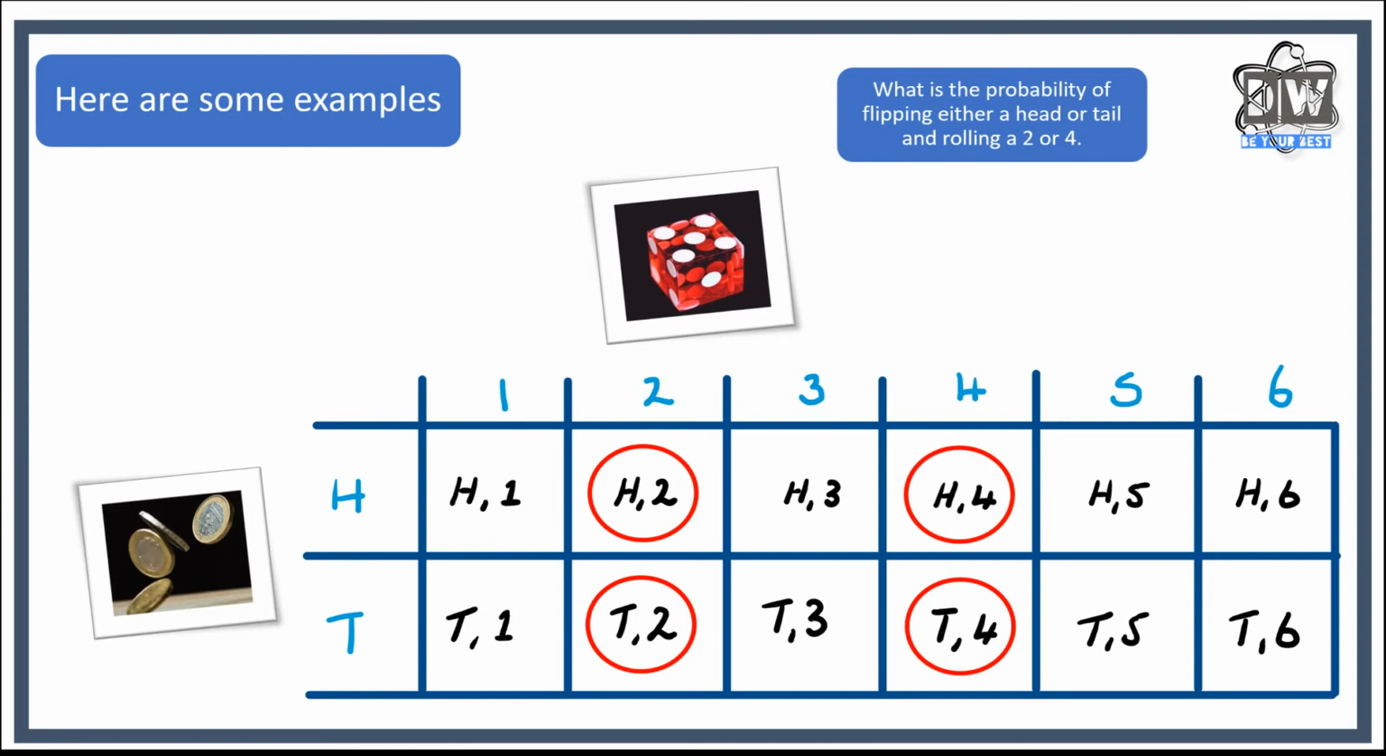So how many times did that happen? It happened 4 times. How many possible outcomes are there? There are 12. So our answer would be 4 over 12. That can be scaled down or simplified to 1/3.